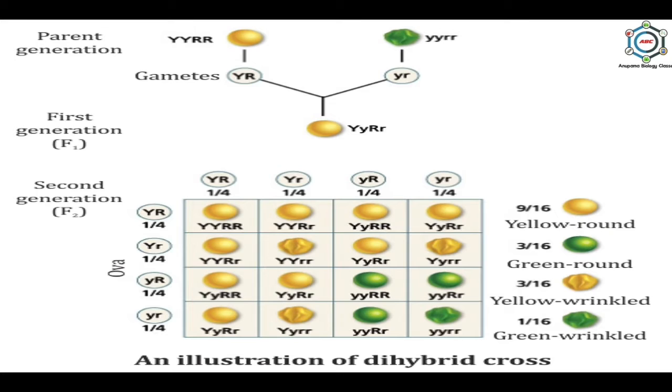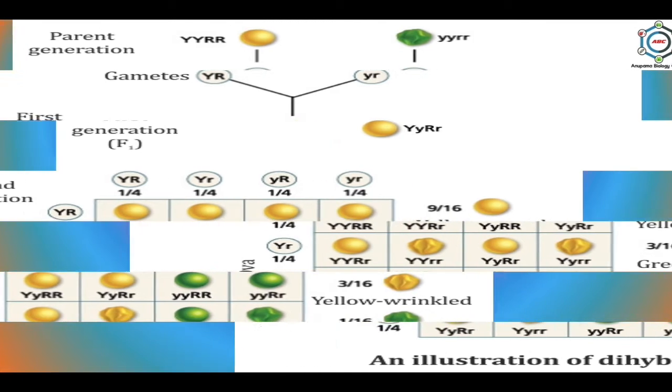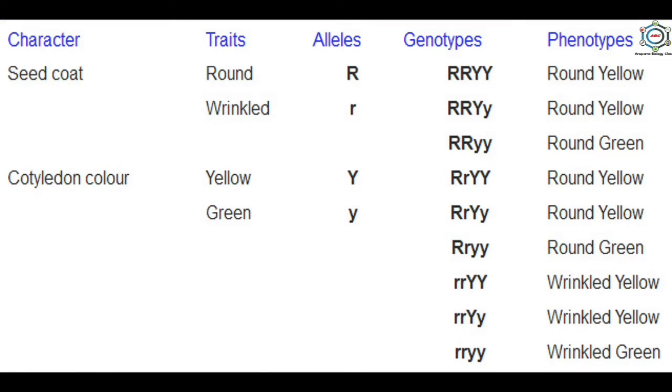Here, capital Y stands for the yellow seed and small y for the green seed color, while capital R stands for the round seed shape and small r for the wrinkled seed shape. Thus, the parental genotypes will be capital Y capital Y capital R capital R, and small y small y small r small r. So this is an illustration of the dihybrid cross. Now, you can see here all the genotypes and phenotypes formed in the F2 generation. Here the characters are seed shape and cotyledon color, the traits are round, wrinkled, yellow and green, and the alleles are capital R, small r, capital Y and small y. You can see here the characters, traits, alleles, genotypes and phenotypes. So there are 9 genotypes but only 4 phenotypes present.